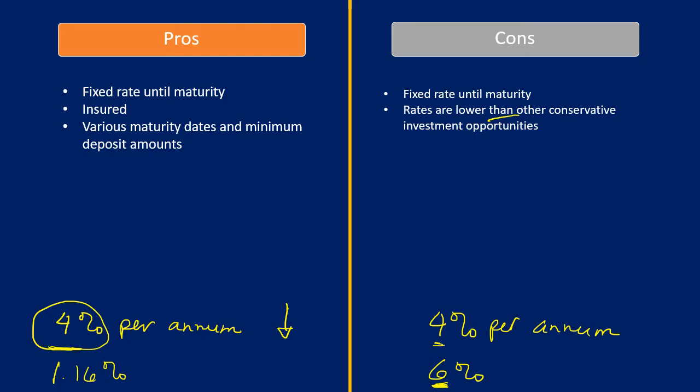although a time deposit has a higher rate of interest as compared with a savings account, still the rates are lower than other conservative investment opportunities that we will discuss in the next videos. And of course, I already mentioned that early withdrawal results in a penalty charge, unlike your savings account wherein you do not get a penalty if you withdraw your money.